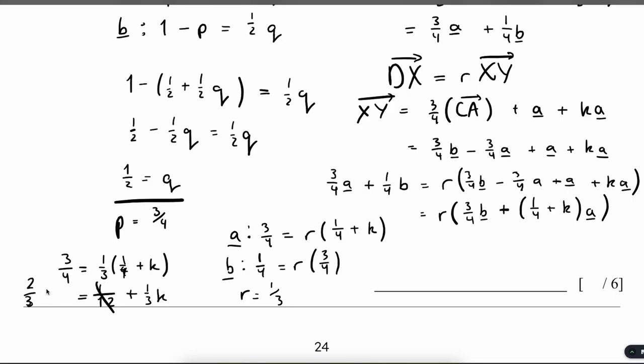So we've subtracted a 12. 2/3 is 1/3 k, so we've found that k must equal 2.